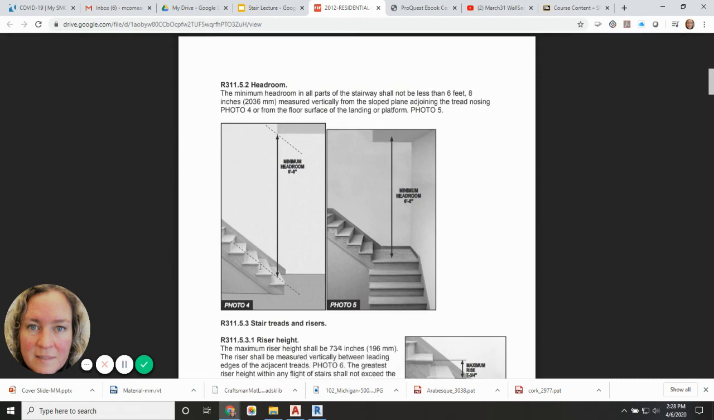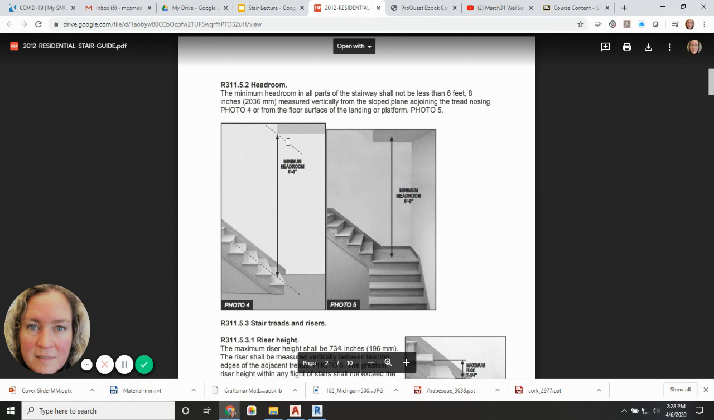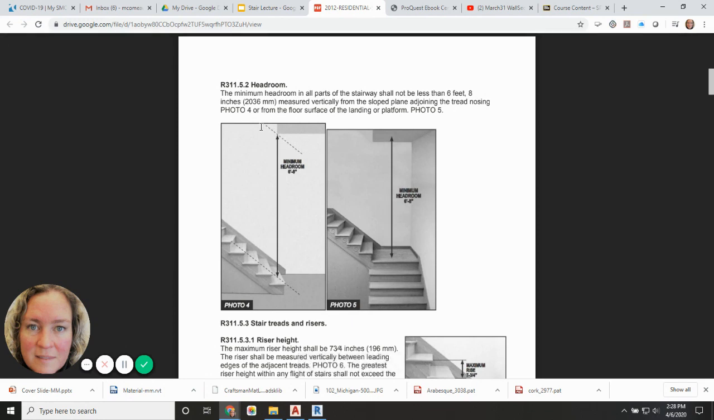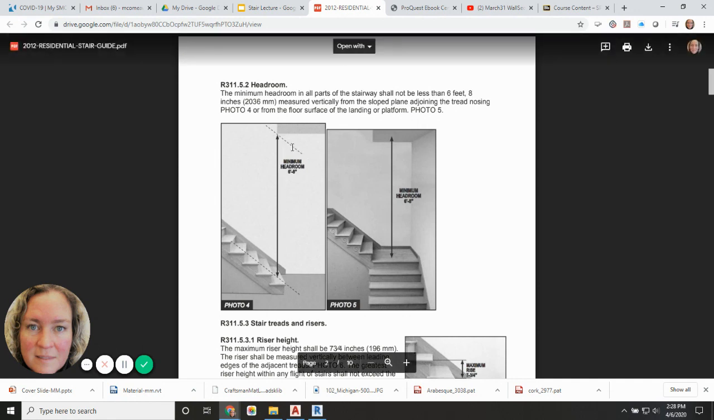Headroom is measured from the nosing, straight up 6 feet, 8 inches. You can't have anything running into that plane. If you have something running into that plane, it doesn't meet code.